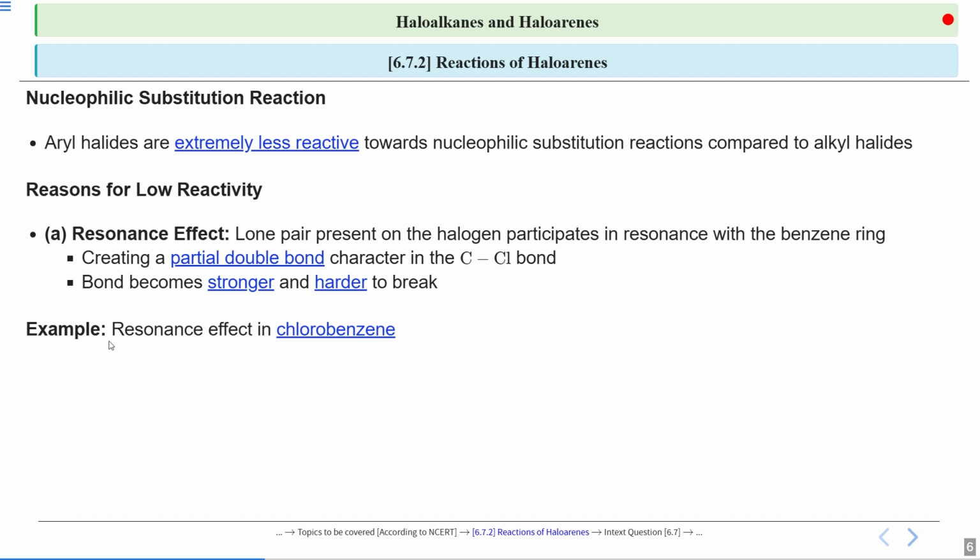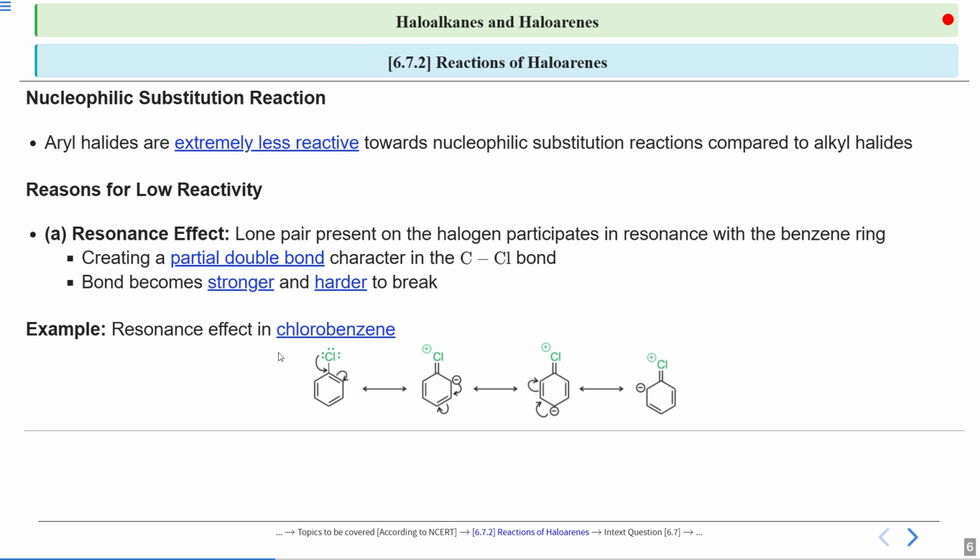So let's see the example of the resonance effect in chlorobenzene. We have this chlorobenzene structure where the benzene ring is bonded to chlorine. You can see these dots representing the lone pairs on the chlorine atom. These lone pairs participate in resonance with the benzene ring, and the arrow shows the direction of movement of these lone pairs. The lone pairs of chlorine go towards the carbon to which the chlorine is attached, due to which a partial double bond character arises between the carbon chlorine bond.